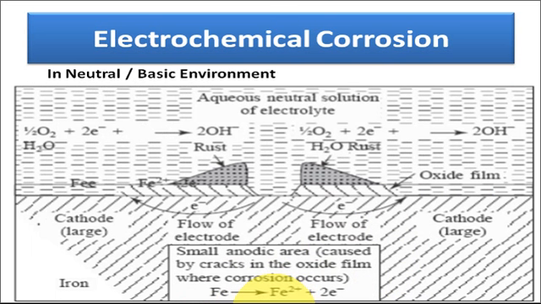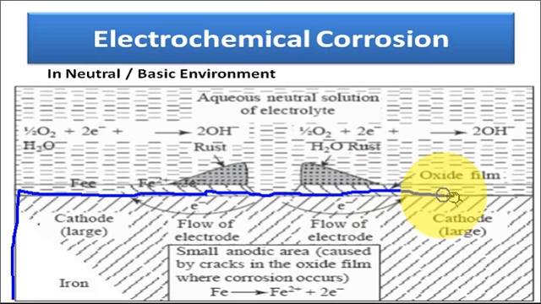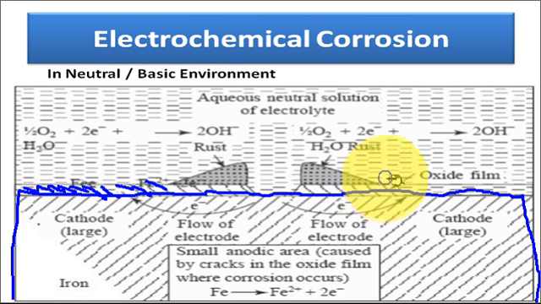Next condition, in presence of neutral or the basic environment. One example here of the neutral or the basic environment is, suppose this is the metallic structure or any metallic article here, an iron metallic article, this is the iron surface. Now we know iron can easily react with the oxygen. Due to this reaction, there is the formation of the oxide layer onto the metallic surface. In this way, the oxide layer is formed.